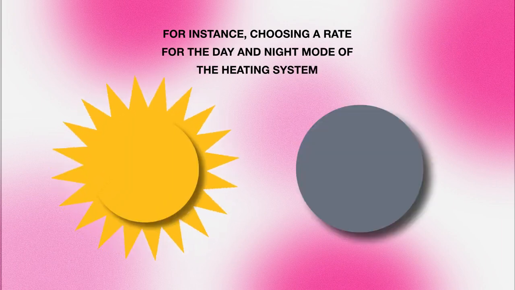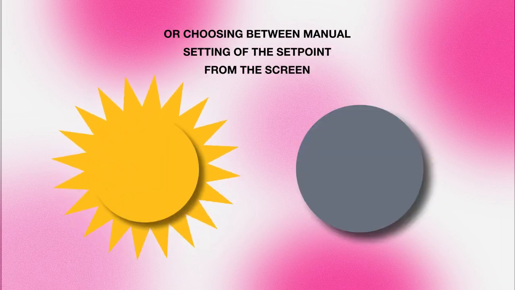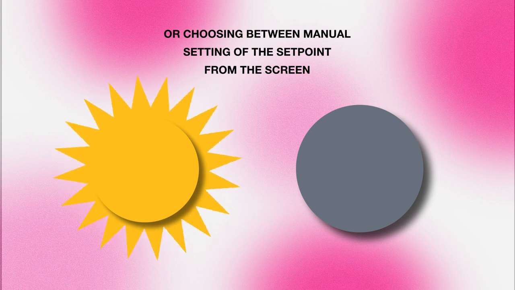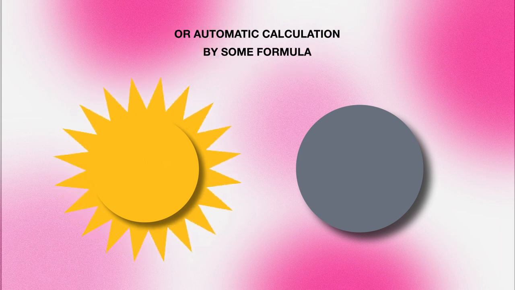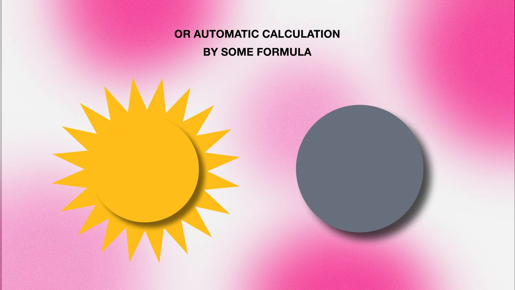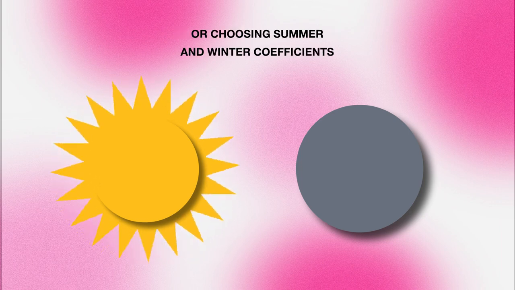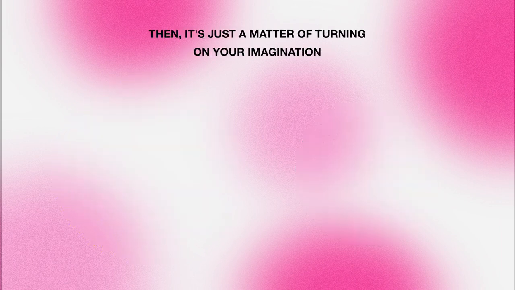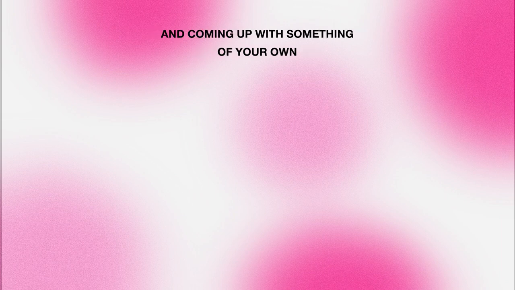An example? Sure. For instance, choosing a rate for the day and night mode of a heating system, or choosing between manual setting of the set point from the screen or automatic calculation by some formula, or choosing summer and winter coefficients. Then it's just a matter of turning on your imagination and coming up with something of your own.